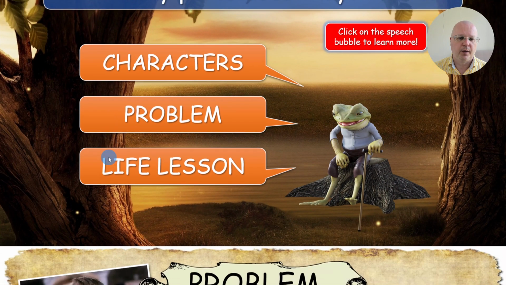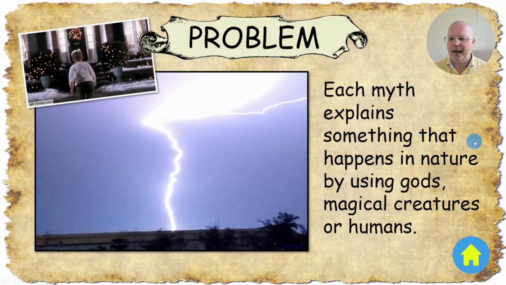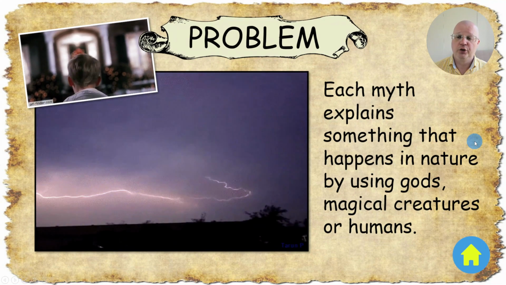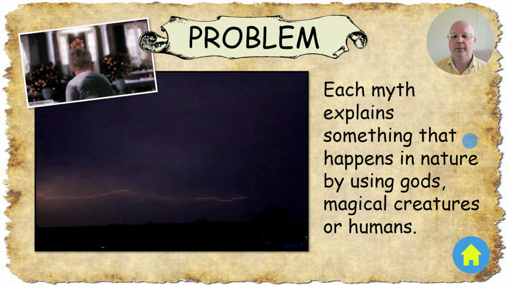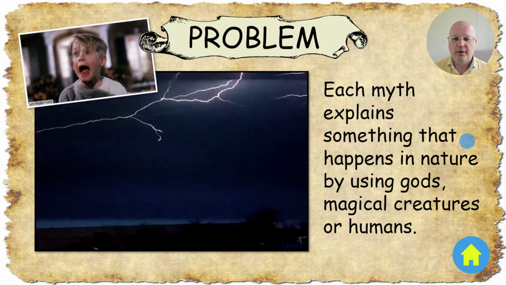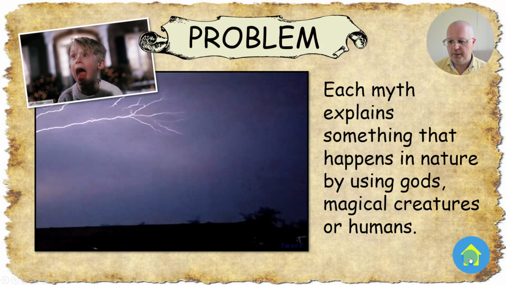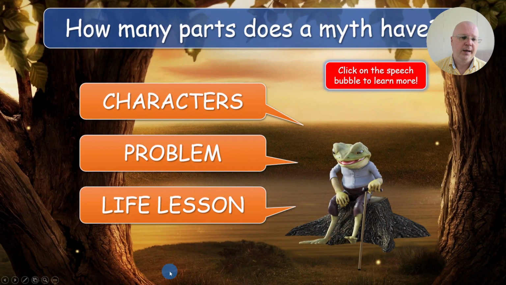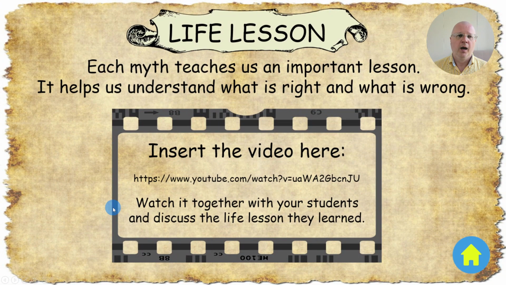Now let's take a look at the problem. What is a problem? Each myth explains something that happens in nature by using gods, magical creatures, or humans. Yeah. So for example, a myth can explain where thunder comes from. So this is the problem of the myth. And let's go back. And now we can click on the life lesson. Each myth teaches us an important lesson. It helps us understand what is right and what is wrong.